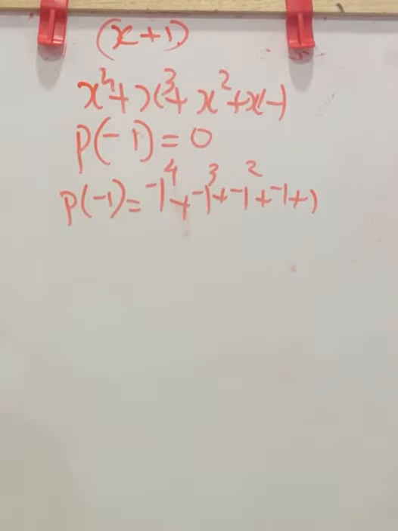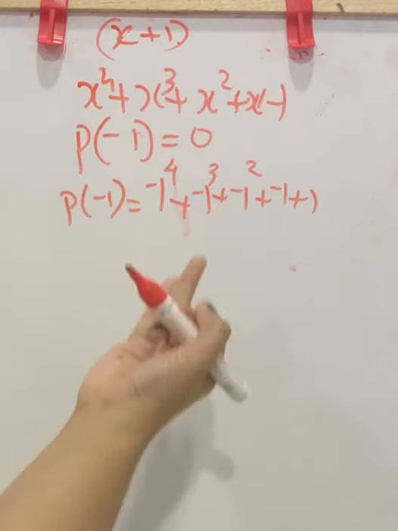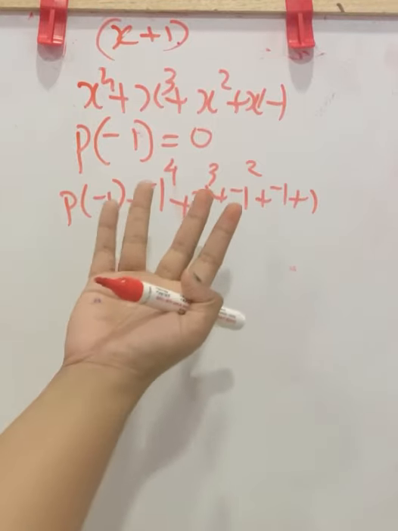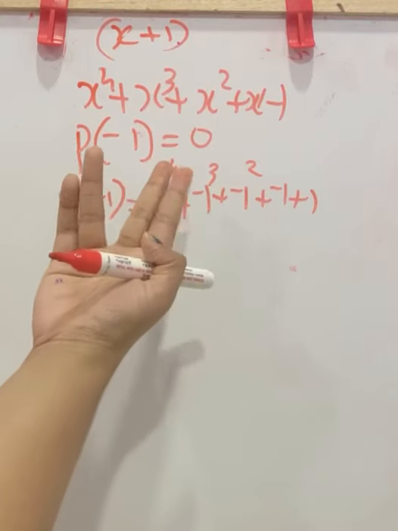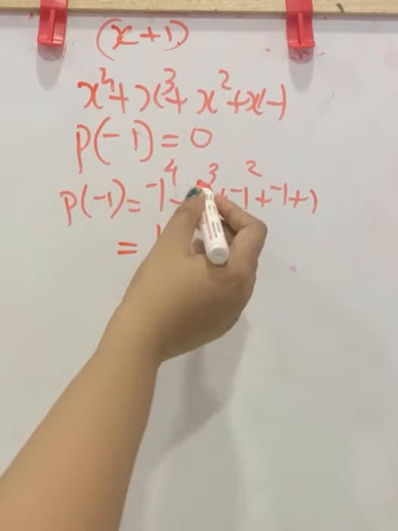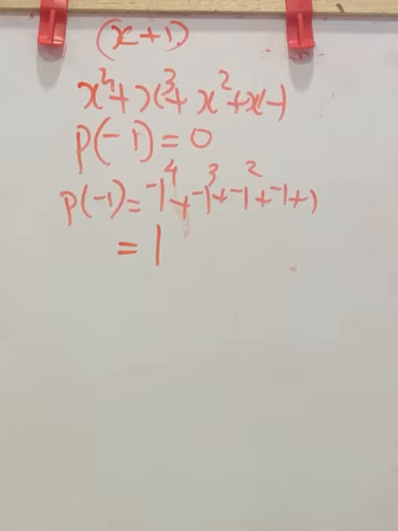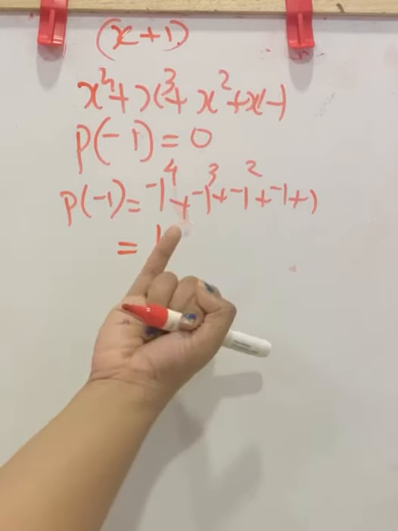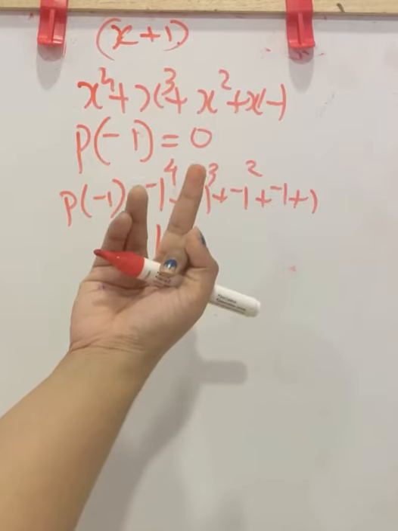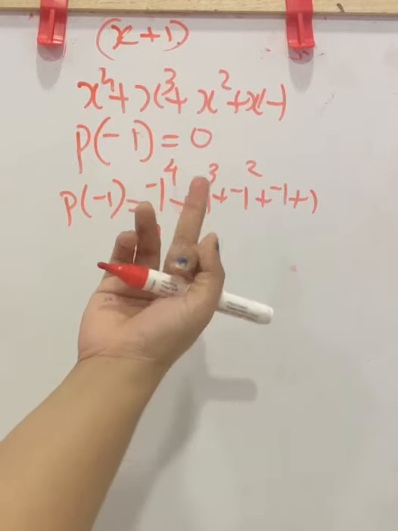Here negative 1 raised to 4, where the power is an even number, the result will be positive. That is negative into negative into negative into negative. Two negatives become positive, the other two also positive. So the result will be positive 1. Here the power is odd, so the result will be negative. That is negative into negative into negative. Two negatives will be positive, then that positive into this negative, the result will be negative.